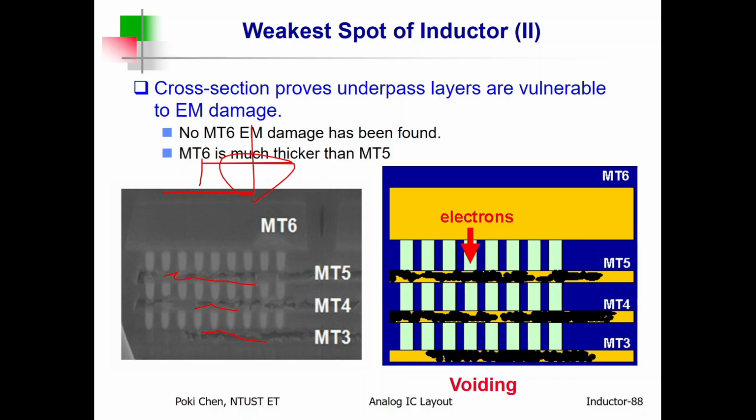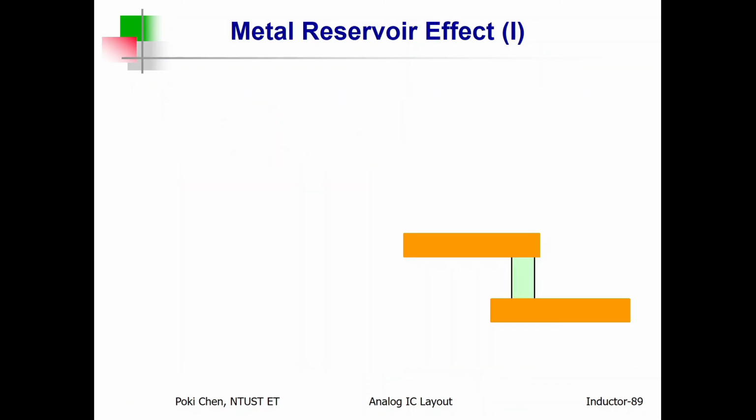If you have a look at the top metal for the inductor, nothing wrong with the metal 9, right? But you can see here, here, and there, it has a lot of holes according to metal migration. Wow. So, what is the cure? What is the solution? Very simple. Yeah, you need to have the so-called metal reservoir.